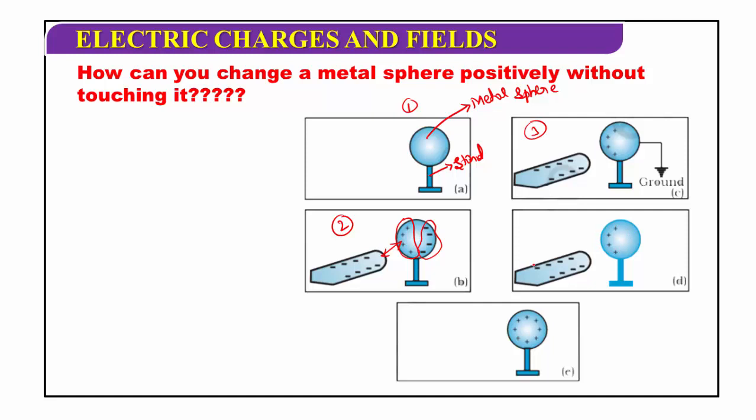Yeah, this is the fourth point. Only positive charges will remain. Now, disconnect the sphere from the ground. When you disconnect the sphere from the ground, the positive charges continue to be held at the near end.